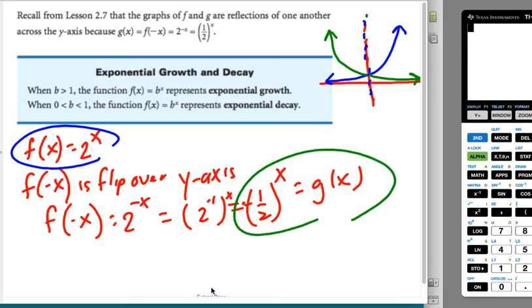So notice that 2 to the negative x is the same as 1/2 raised to the x, and they both decay. We addressed this in the last video, which is that when b is greater than 1, we're looking at exponential growth. That was that multiplier that's bigger than 1. And when b is between 0 and 1, we're looking at exponential decay. We did actually talk about that in 6.1.